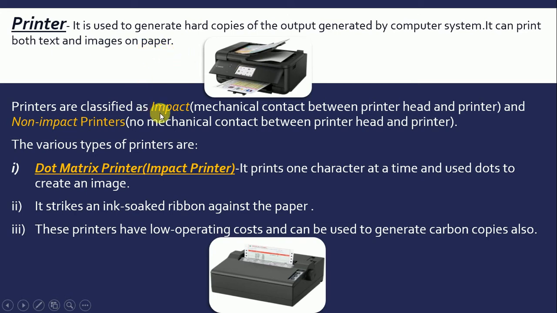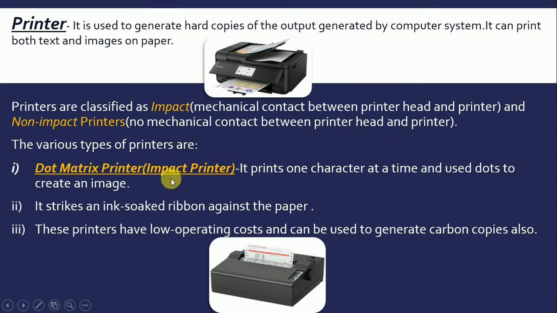Now printers can be classified as impact printers and non-impact printers. Now what are impact printers? Impact printers were used earlier, and they had a mechanical contact between the printer head and the paper. But in non-impact printers, as the name suggests, there is no impact, meaning there is no mechanical contact between the printer head and the paper.